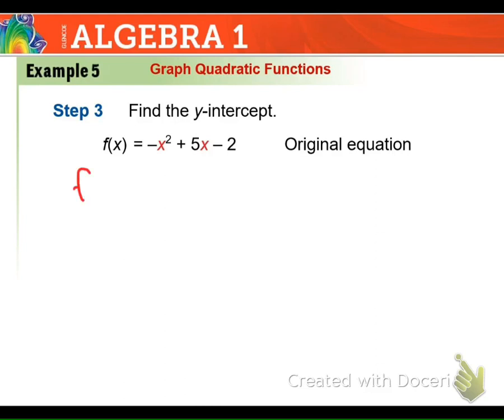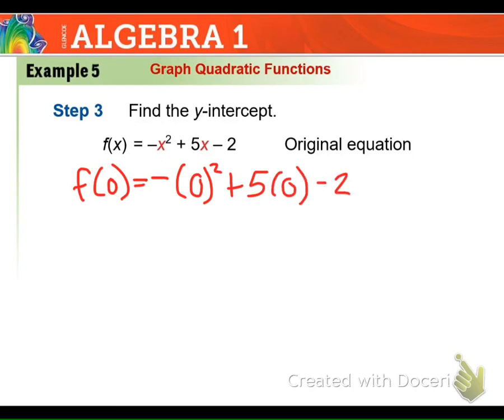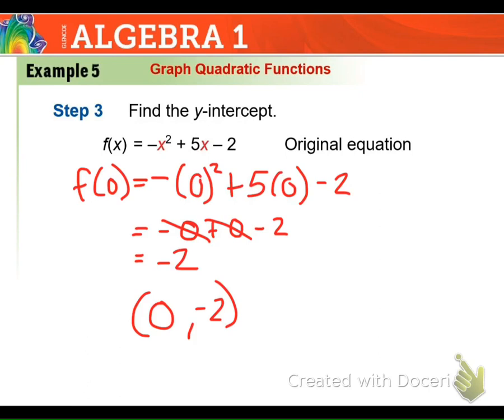So because of that, I can calculate it by plugging 0 into my equation. So it would give me negative 0 squared plus 5 times 0 minus 2. So I'd have negative times 0, because 0 squared is 0, plus 0 minus 2. Negative 0 is just 0, so that's nothing, so I am left with negative 2. So in this case, my y-intercept is the value of negative 2. If you want it in point form, it is (0, -2).